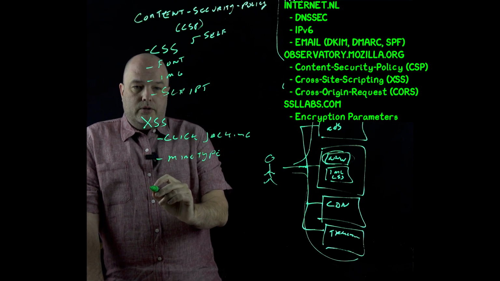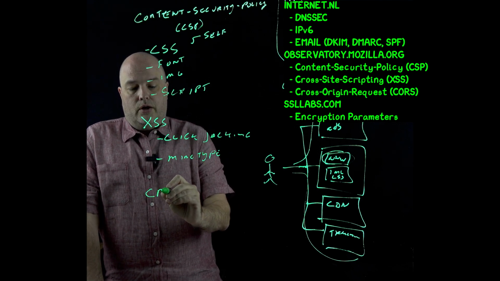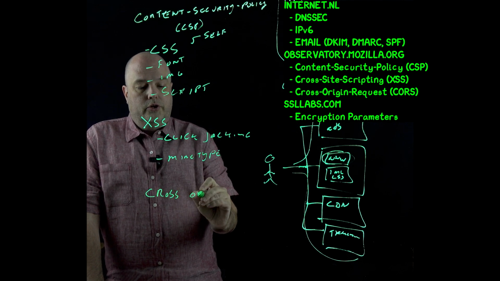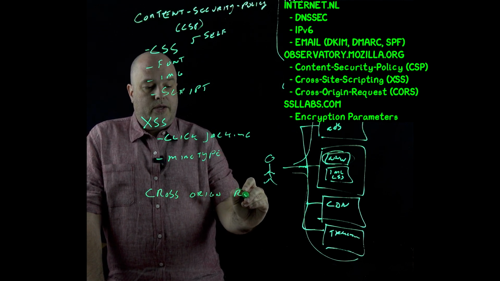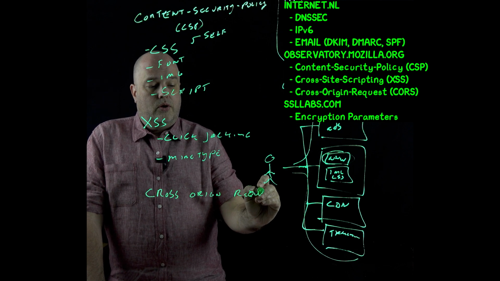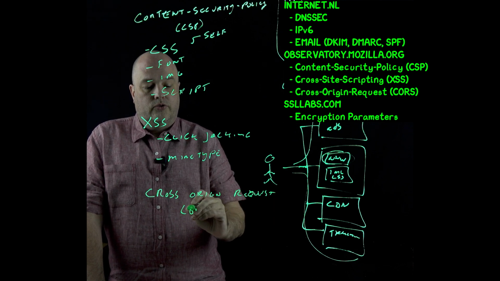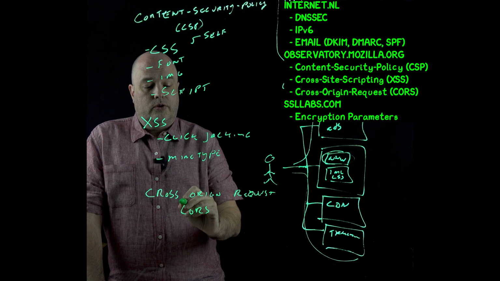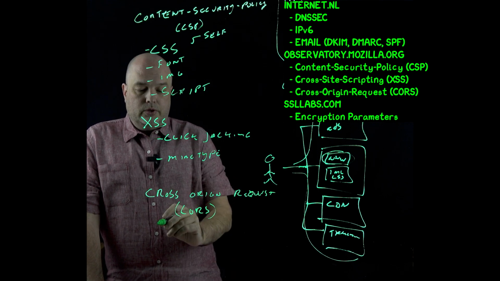And the third main one that we talk about is called cross-origin request, and it's usually called CORS. Is what people talk about. And this is really for APIs.